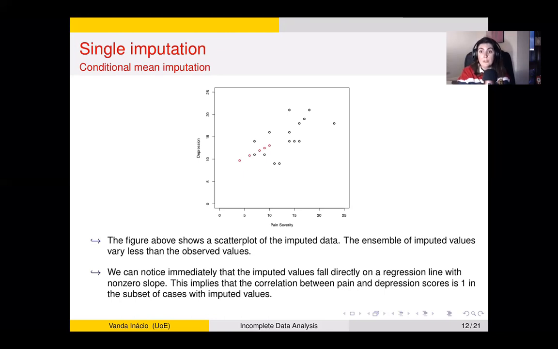So it's unrealistic to think that, in case we had observed the values that are missing, they would fall exactly on a regression line, right? So it's not very realistic. In this case, regression imputation has the potential to increase the correlations, because the subset of imputed values has a correlation of 1. And the standard deviation is also attenuated. It's not as bad as in mean imputation, but the imputed values also vary less than the values that we would have observed in case there were no missing values.